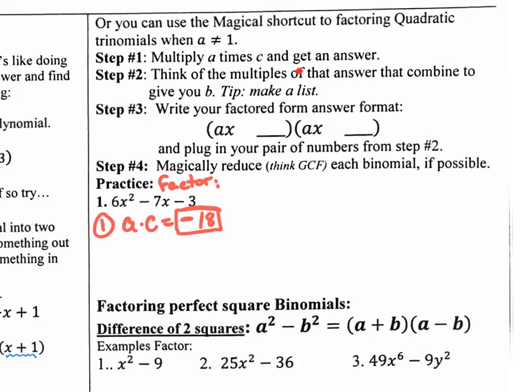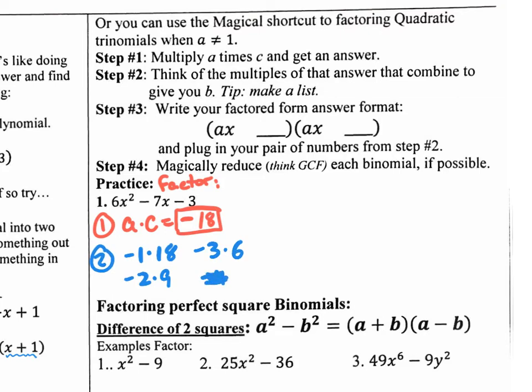Step 2, think of the multiples of that answer that combine to give you the b value, which happens to be negative 7. It says tip, make a list. All right, so step 2, let's make a list. What times what is negative 18? Negative 1 times 18. Let me write that better. Negative 1 times 18. Negative 2 times 9. Negative 3 times 6. Negative 4 doesn't work. That's it. That's all the possible ways of getting negative 18.